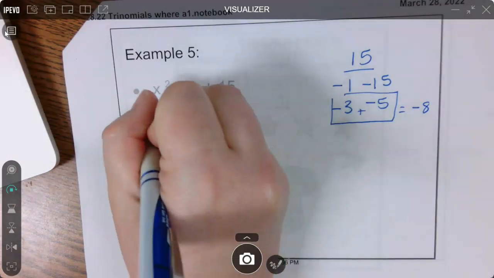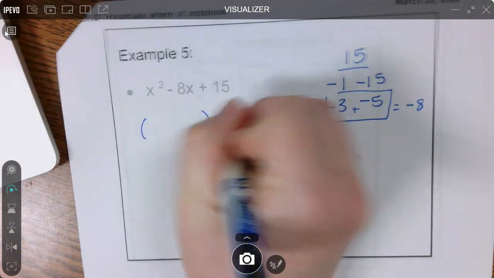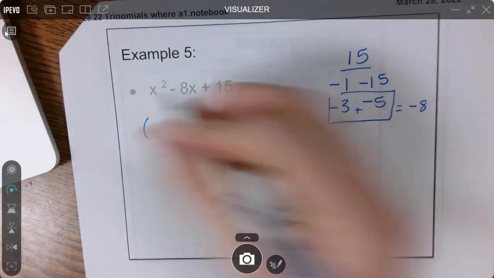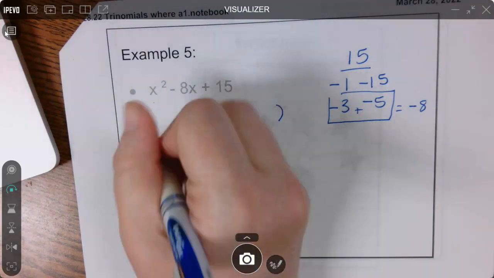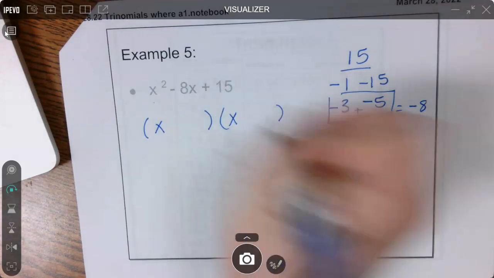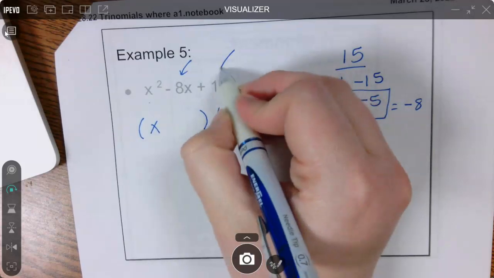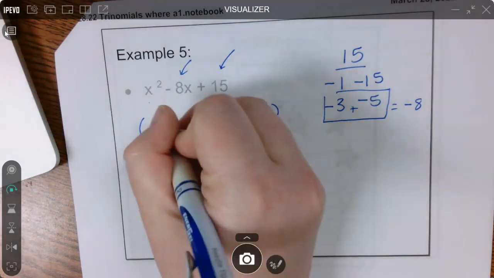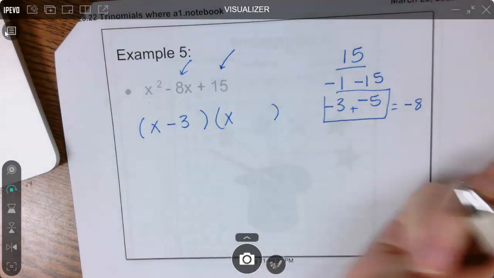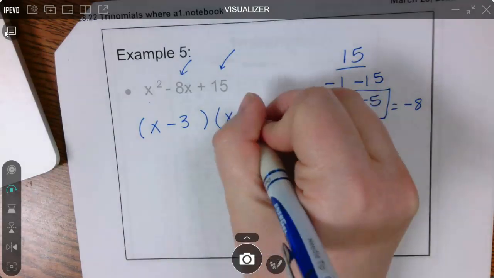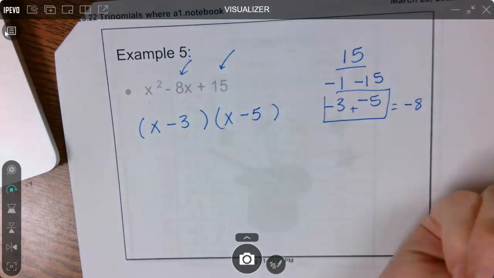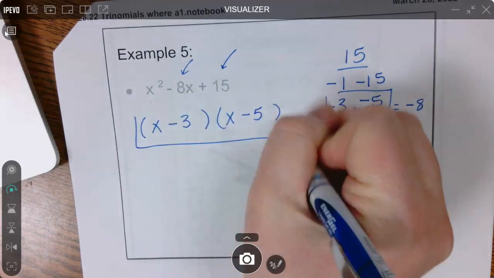So again, set up your two parentheses. How did you get x squared? You multiplied x times x. Again, how did you get a negative 8 and a positive 15? So that's going to be x minus 3 times x minus 5. Okay, and that is example 5.